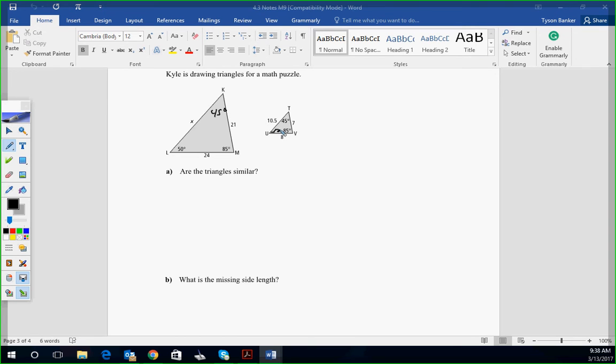Are the triangles similar? You're saying yes, so let's make sure. 24 to 8 is 3 to 1. 21 to 7 is 3 to 1. Okay, and then 10.5 to x, we have to figure out what x is going to be. But we would assume if it's going to be similar that that would be times by 3, so that would be 31.5. So the missing side length would be 31.5.